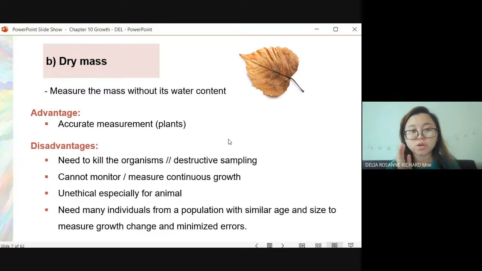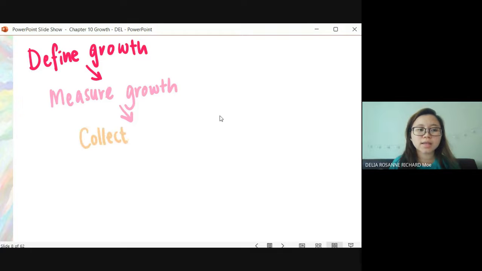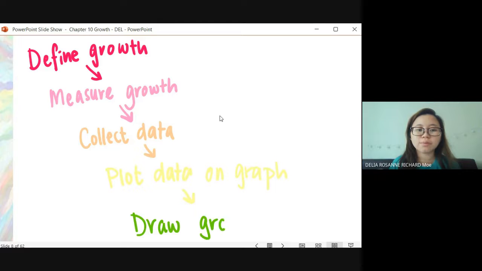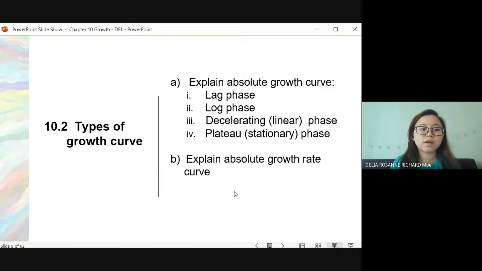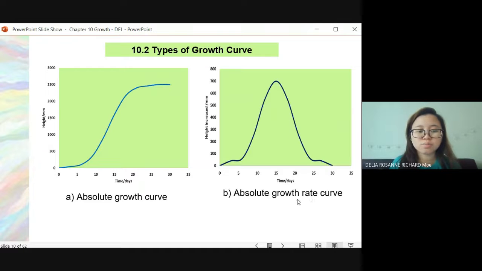Of course, this is not the only way to measure growth, but these are the 2 most common ways that we use to measure growth. Ini yang paling kerap digunakan. Okay, and then daripada definisi, kita pilih cara untuk sukat pembesaran, kita kumpul data, kita plot data dalam graf, kita akan dapat satu graf yang digelar sebagai growth curve. Dan itu bawa kita kepada subtopik 10.2, kita belajar pasal absolute growth curve dengan absolute growth rate curve. Graf pembesaran, graf kadar pembesaran.